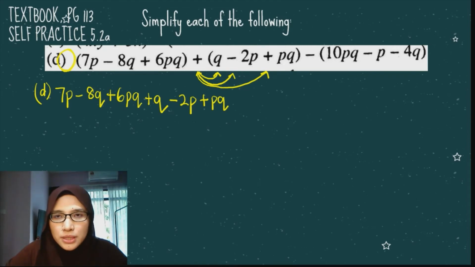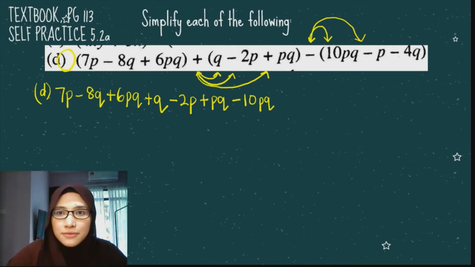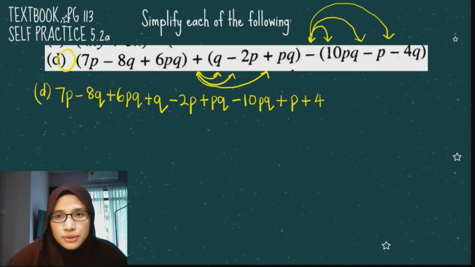Let's move on to our third bracket. We have minus multiplied with positive. Minus and positive, different sign. So you will have negative p, negative 10pq. Minus multiplied with minus p, same sign, negative meets negative, you will get positive p. And last one, minus multiplied with minus 4q, you will also get positive 4q. Oh, sorry.